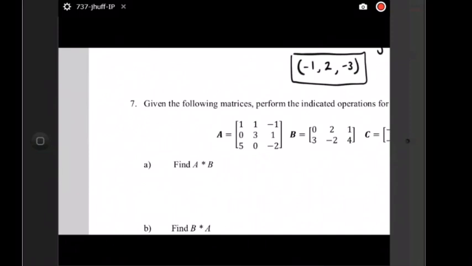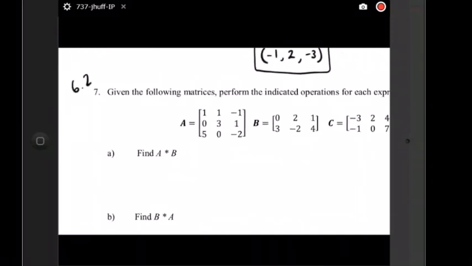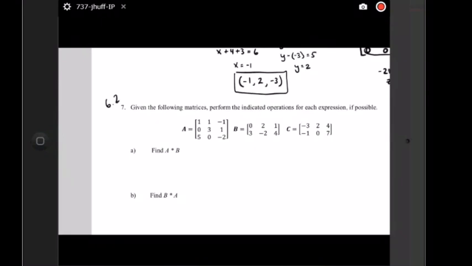Okay, question 7 was from 6.2, operations on matrices. We have matrix multiplication, we have matrix addition, subtraction, and then scalar multiplication. So A times B, A is a 3 by 3, B is a 2 by 3. Those aren't matching numbers there. So A times B is not possible.